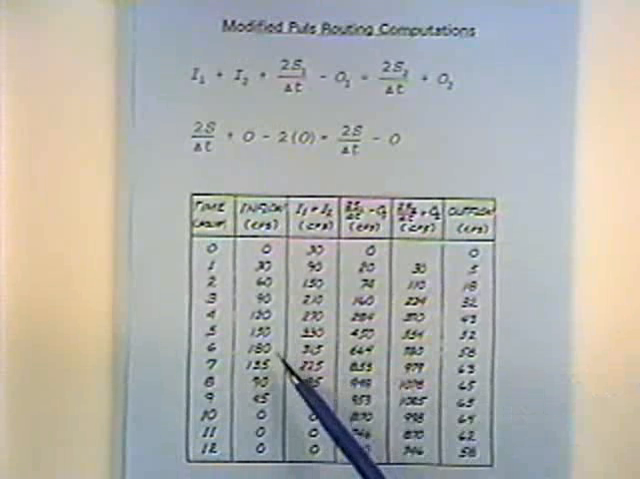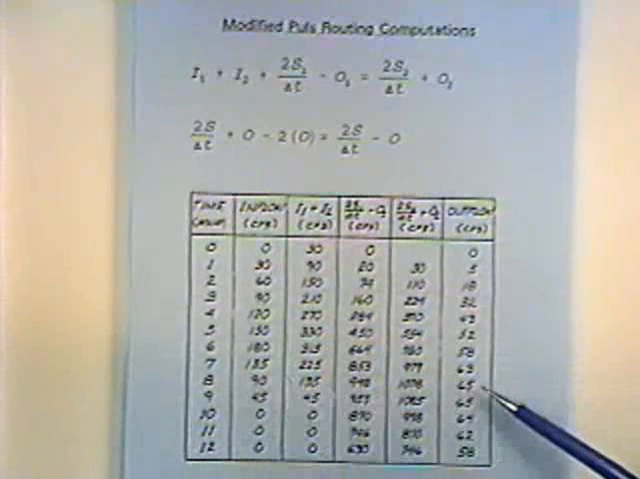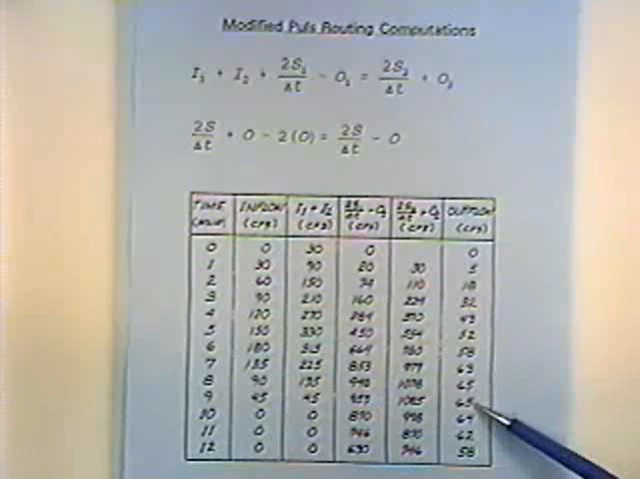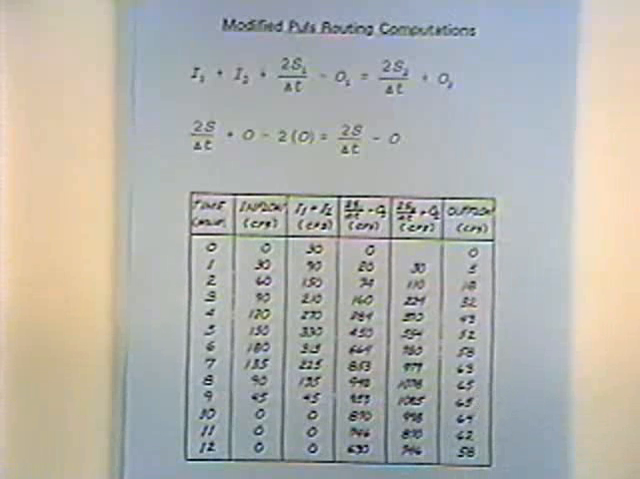Notice that we do have attenuation. The peak inflow is 180 cubic feet per second. The peak outflow is 65 cubic feet per second, occurring sometime later. So we have attenuated the peak on that hydrograph, and that's the purpose of the reservoir, to attenuate the peak, to decrease the discharge by temporarily storing water.